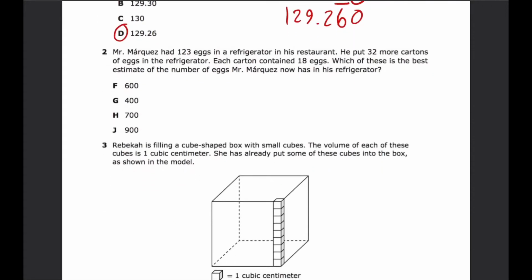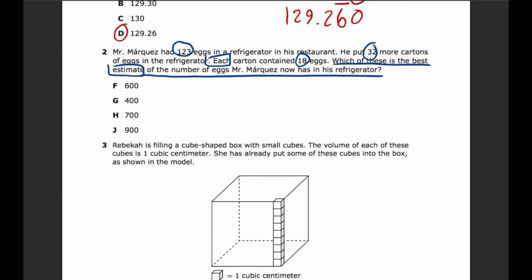Number 2: Mr. Marquez had 123 eggs in a refrigerator in his restaurant. He put 32 more cartons of eggs in the refrigerator. Each carton contained 18 eggs. Which of these is the best estimate of the number of eggs he now has in his refrigerator? Because I'm going to estimate, I'm going to need to change these into some different numbers. But before I do that, 32 more cartons of eggs, each containing 18 eggs.